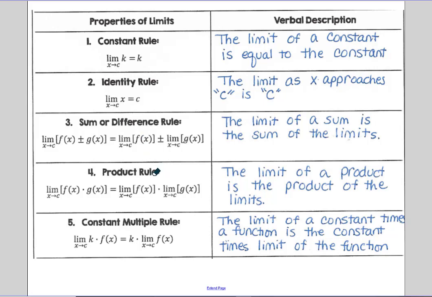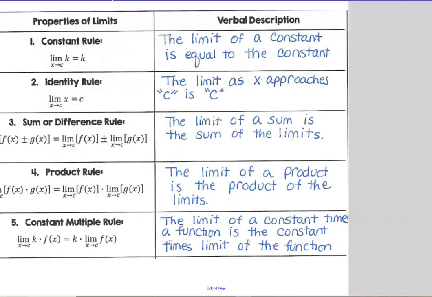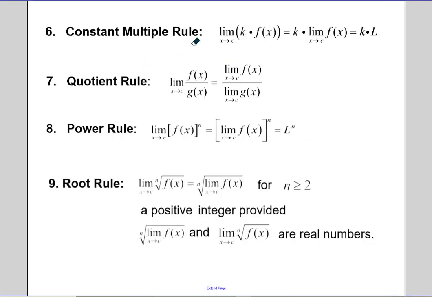The same goes for the product rule. If we're multiplying two functions, f of x and g of x, and you're looking for the limit of that product, then the limit of the product is the product of the limits. And constant multiple rule, if you have a constant multiplied by a function, then you can take the limit of the function and multiply it by the constant. So the limit of a constant times a function is the constant times the limit of the function. There's the constant multiple rule, the quotient rule, the power rule, and the root rule.